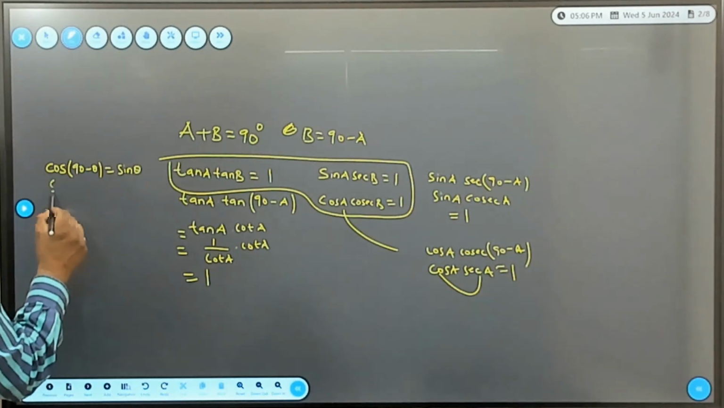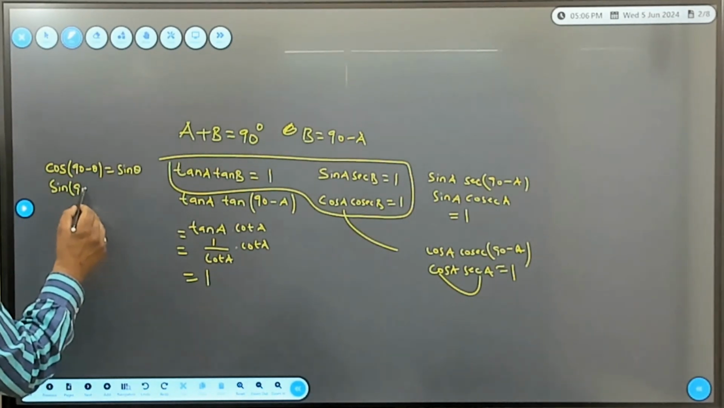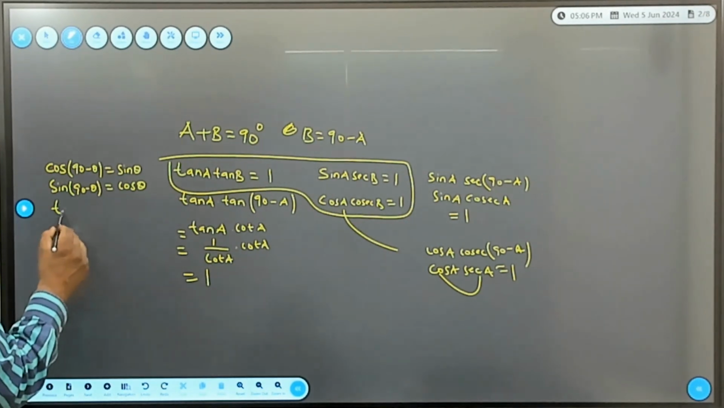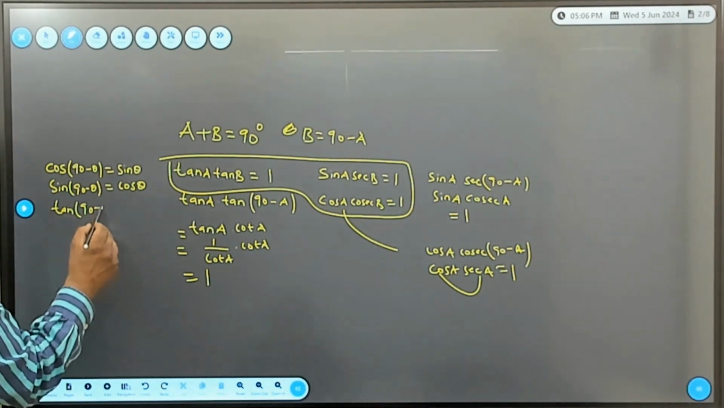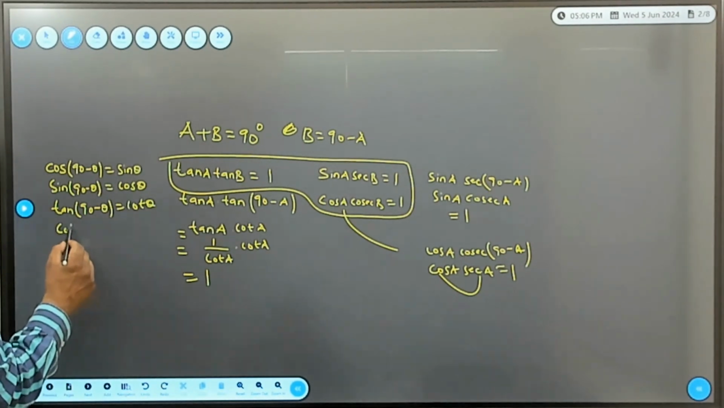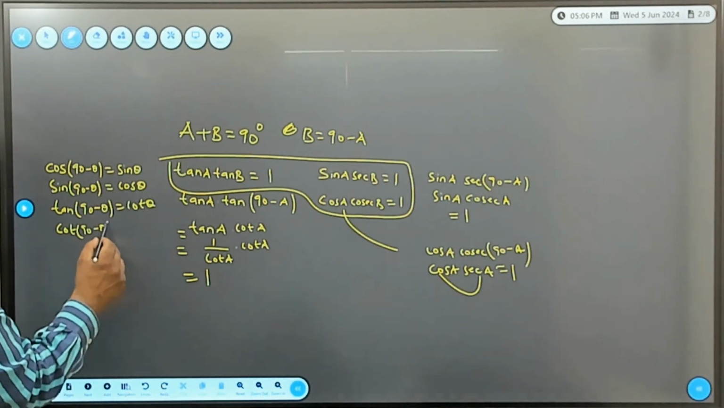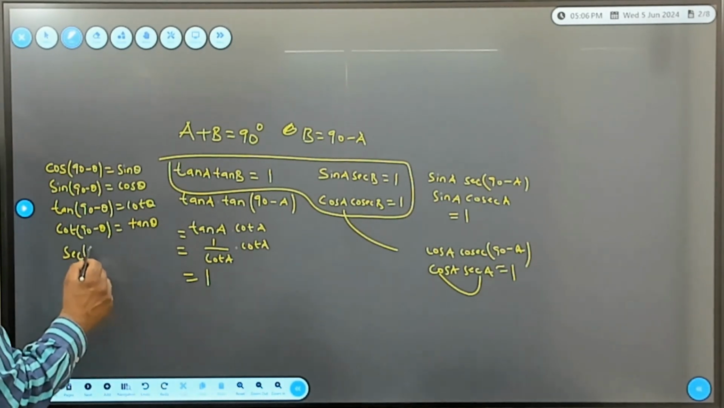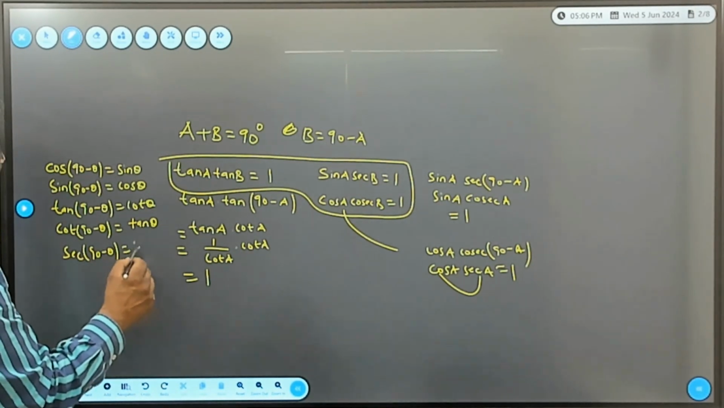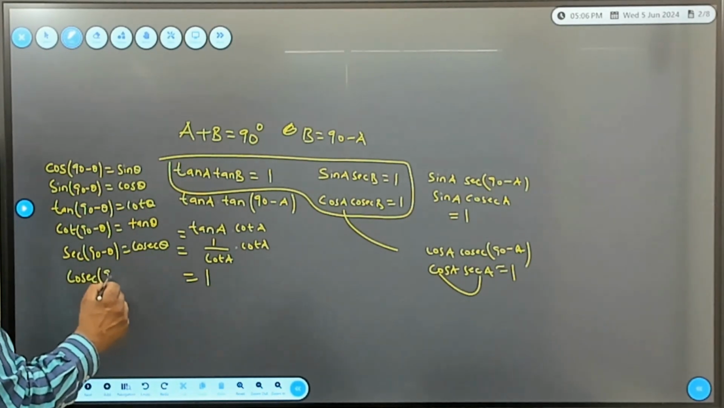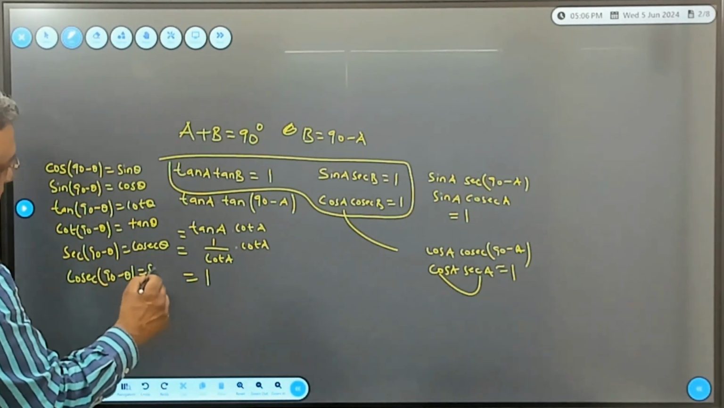Sin 90 minus theta is cos theta. Tan 90 minus theta is cot theta. Cot 90 minus theta is tan theta. Sec 90 minus theta is cosec theta. And cosec 90 minus theta is sec theta.